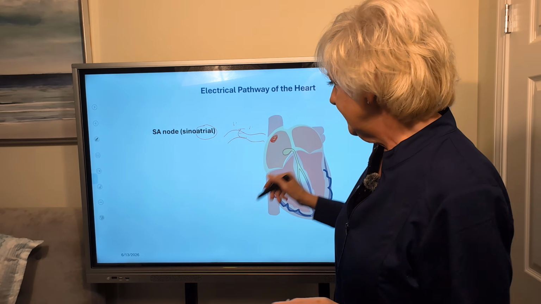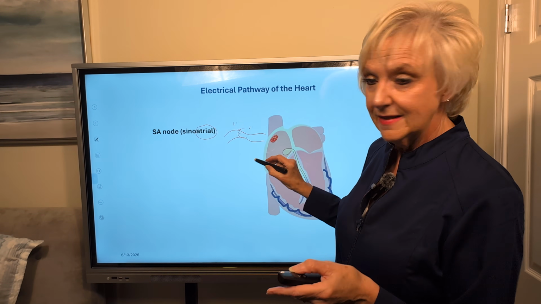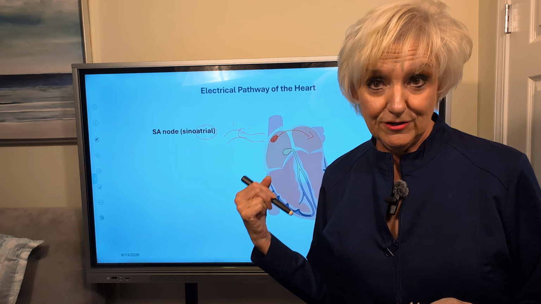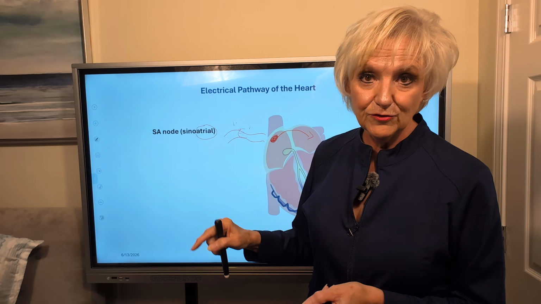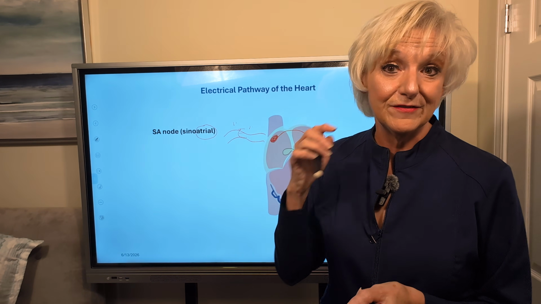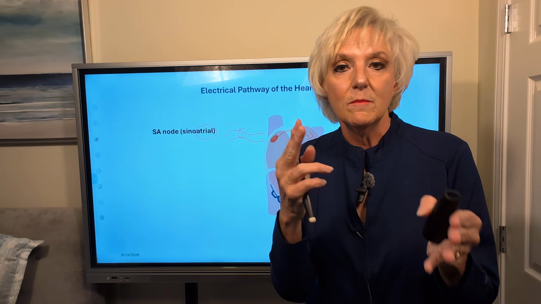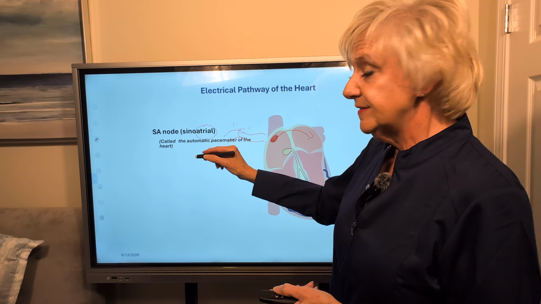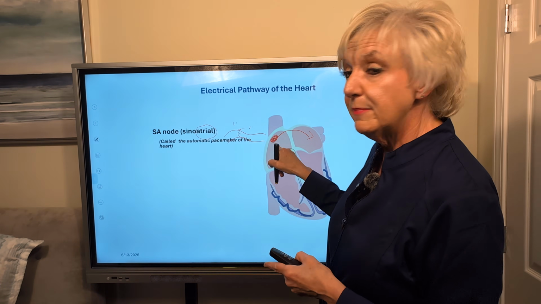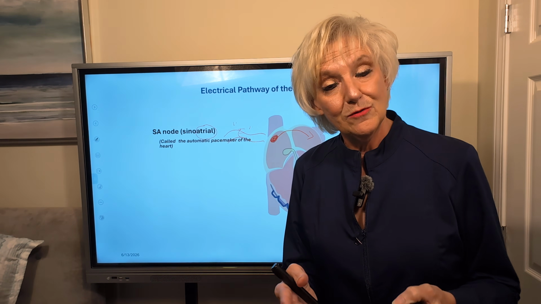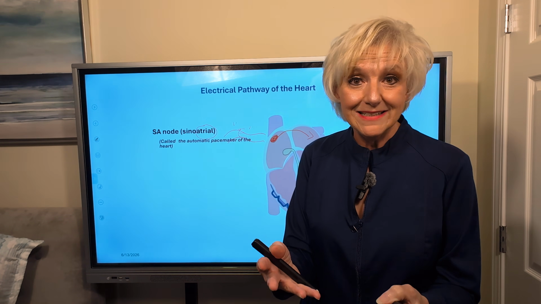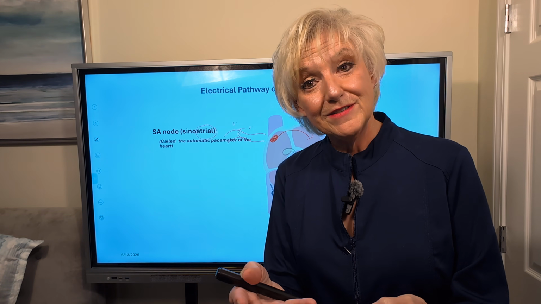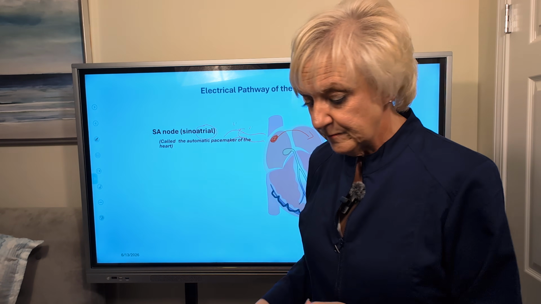Then that electricity that's generated right there is going to shoot over here to the left atrium, because if you're going to talk to the right side of the heart, you have to talk to the left side of the heart at the same time, because they both pump together simultaneously. And that's called the automatic pacemaker of the heart, the sinus node or sinoatrial node, because it automatically takes those electrolytes and turns them into electricity so my heart can beat.